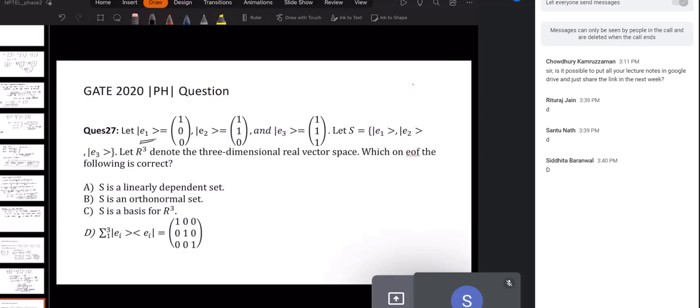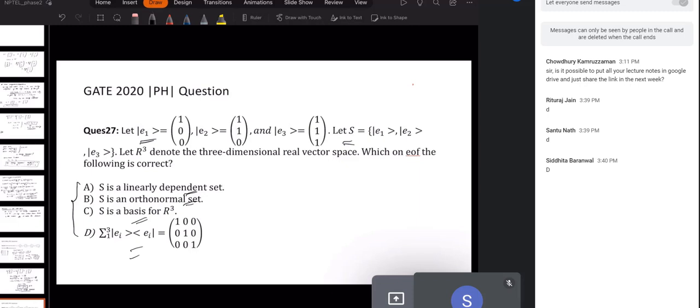So they've given four options: that S is a linearly dependent set. These three vectors form a set S. They are asking whether all the vectors belonging to this set are linearly dependent, or they form an orthonormal set, or they form a basis, or they satisfy this equation.